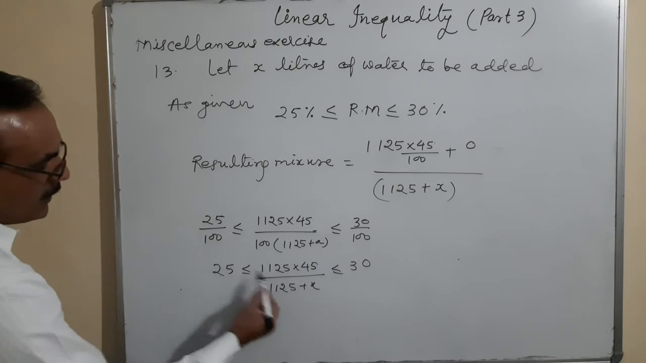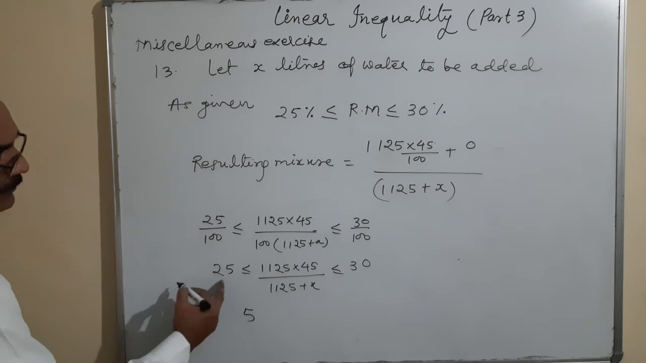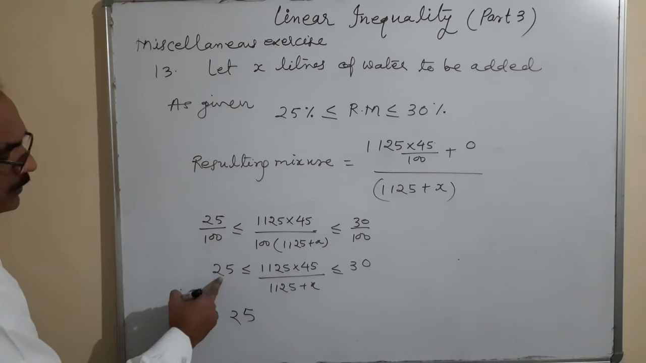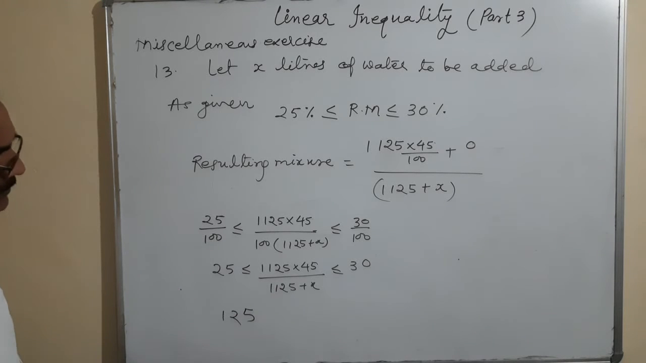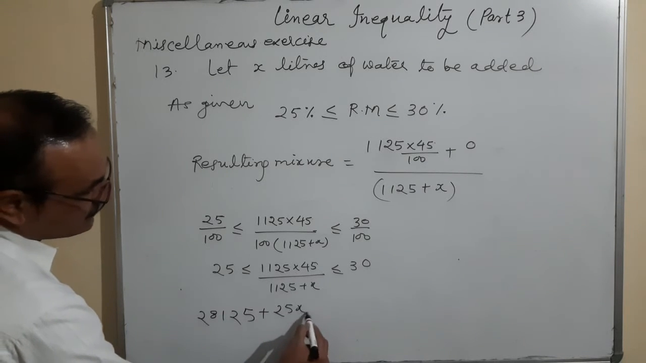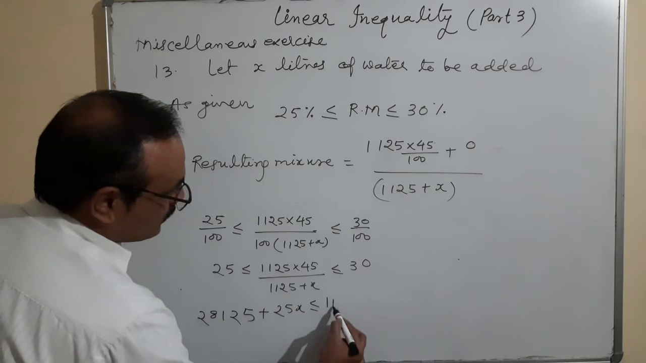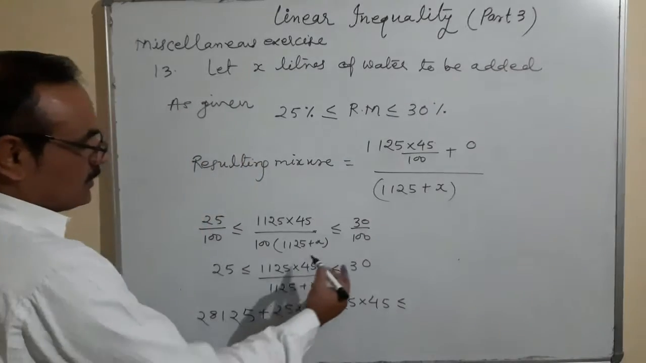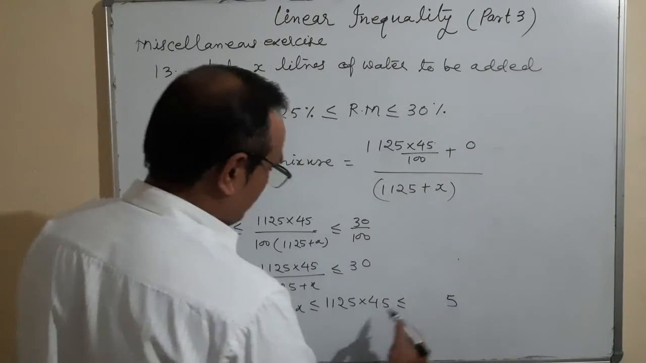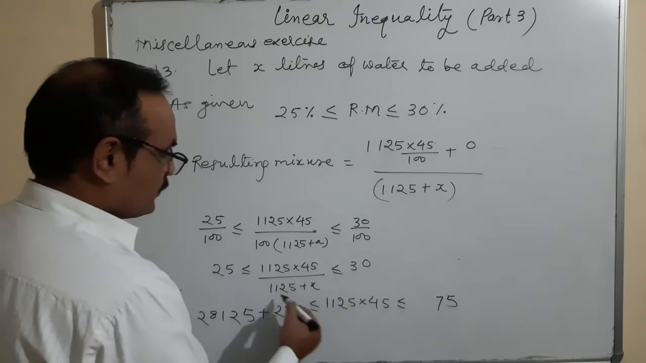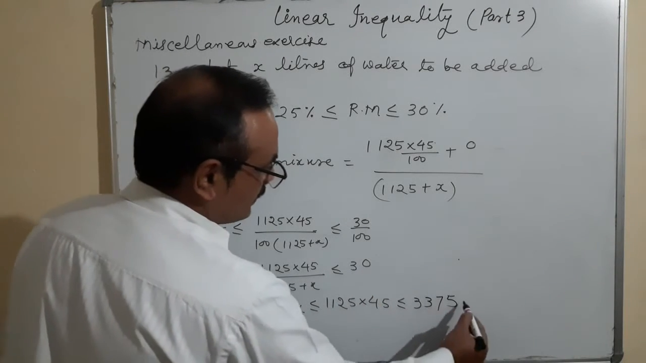So it is coming 25 5s are 125, 25 2s are 50, 50, 12, 62, 6, 25 budget 25, 6, 31, 3, 25 budget 25, 3, 28 plus 25x is less or equal to 1125 multiplied by 45 is less or equal to 3 5s are 15, 3 2s are 6, 1 7, 3 1s are 3, 3 1s are 3, it is 0.